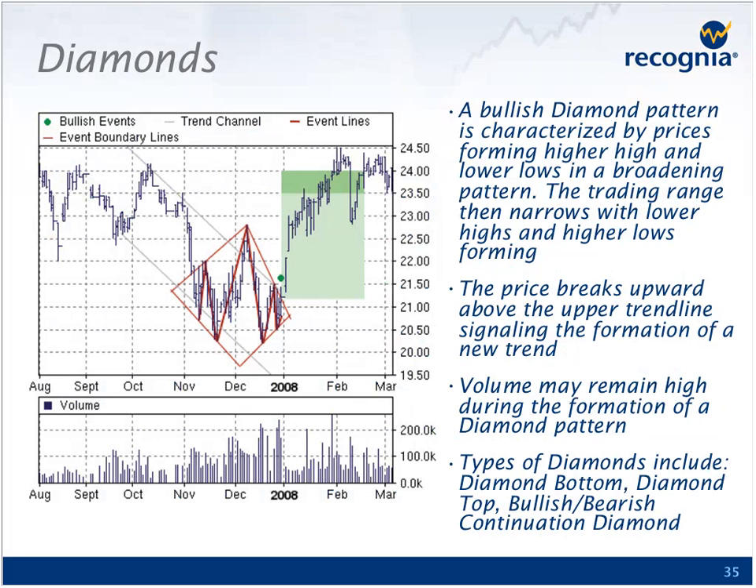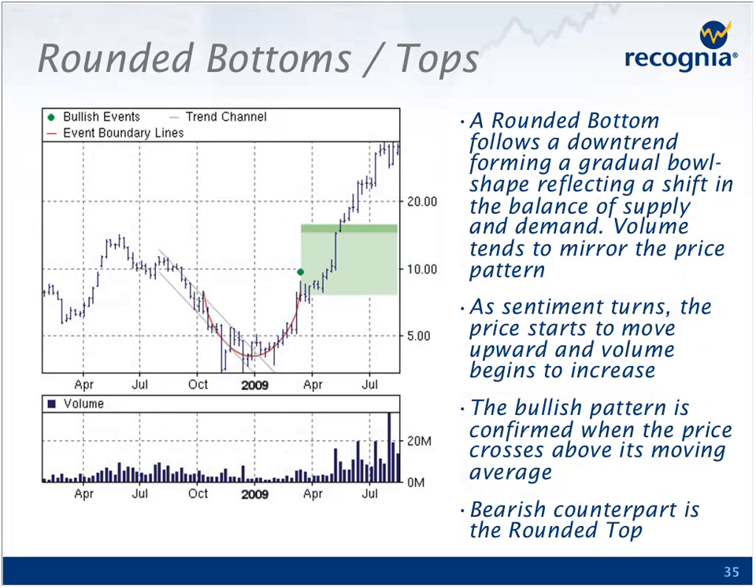And then a diamond can be thought of as kind of just a combination of a megaphone and a triangle. So we actually have that diverging support and resistance at the start of the diamond, followed by a converging support and resistance at the end. And diamonds, believe it or not, are actually quite common. And there's several different kinds of diamonds, including the diamond bottom, diamond top, and bullish and bearish continuation diamonds.